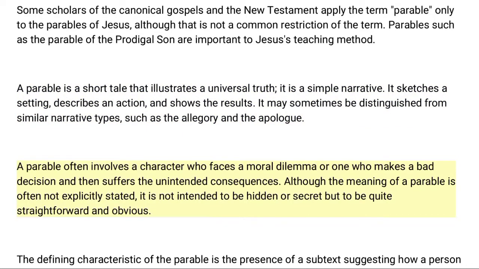A parable often involves a character who faces a moral dilemma or one who makes a bad decision and then suffers the unintended consequences. Although the meaning of a parable is often not explicitly stated, it is not intended to be hidden or secret but to be quite straightforward and obvious.